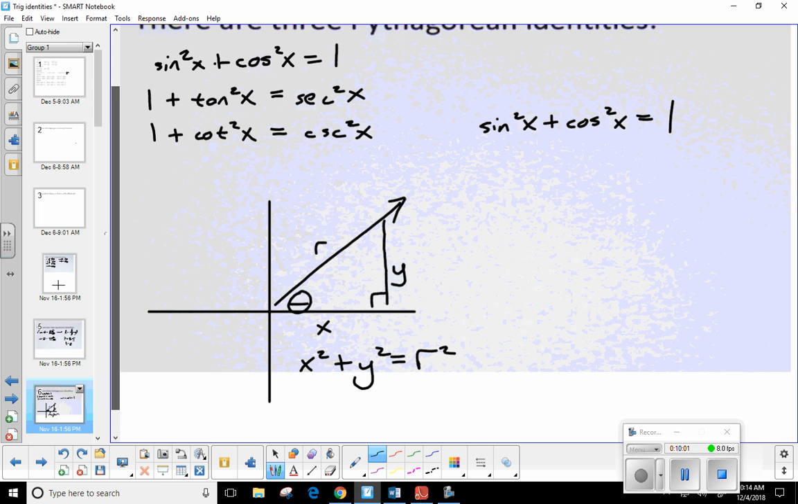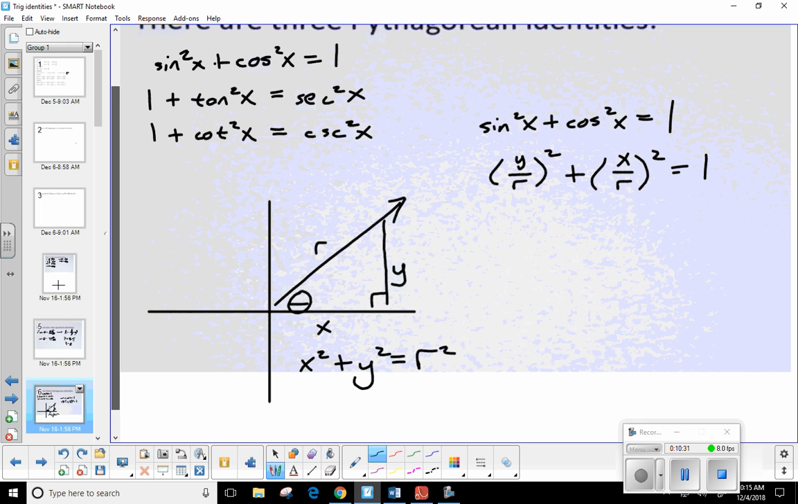But see, here's the thing. We have sine squared. So whatever I'm going to replace sine with, I have to square it. So this would be (y over r) squared. See, I'm replacing the trig function, not the operation that's happening to the trig function. Plus, what am I going to put in place of cosine squared? (x over r) squared. Okay, and that equals 1.